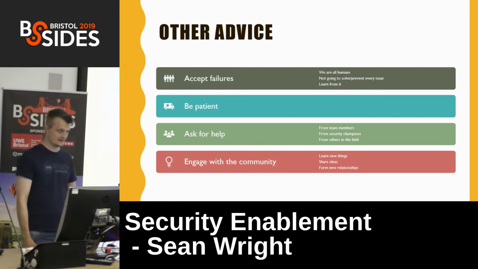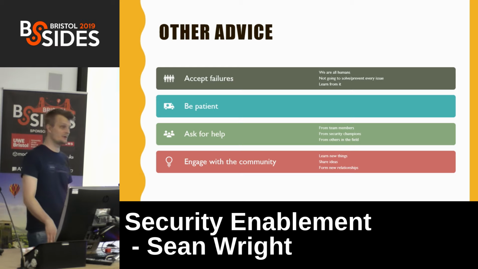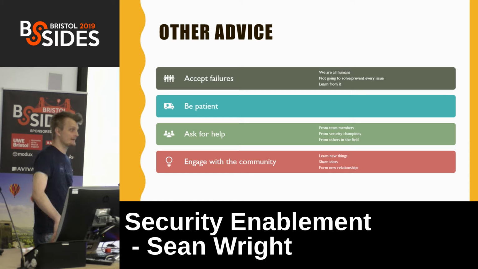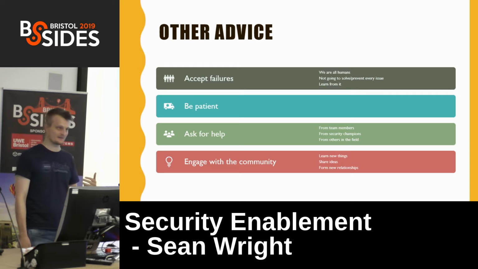And then some other just quick advice. Accept failures. We're all human. Accept that you're not going to solve every security bug or get every security bug. Personally, I find this really hard. I'm a perfectionist. I see a security bug, I want to resolve it now. But I need to realize that we're not going to solve them all, so that's why you prioritize. Make sure you fix the ones that are going to represent the most risk.